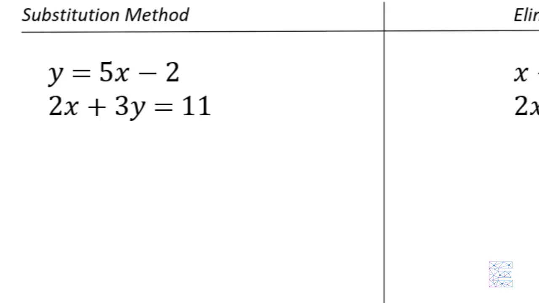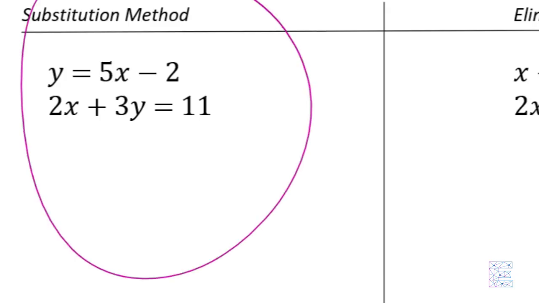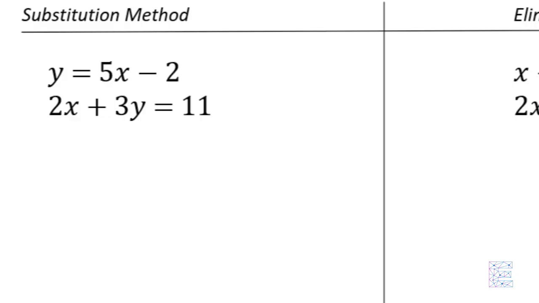else. y equals 5x minus 2, and the second equation is 2x plus 3y equals 11. Now, to solve using the substitution method, you want to first of all isolate one of the variables, either get y by itself or get x by itself. That way you can plug it into the other equation. So you basically isolate something in one equation so that you can plug it into the other equation. Depending on how the question is written, you make a decision on whether substitution will be the best option.